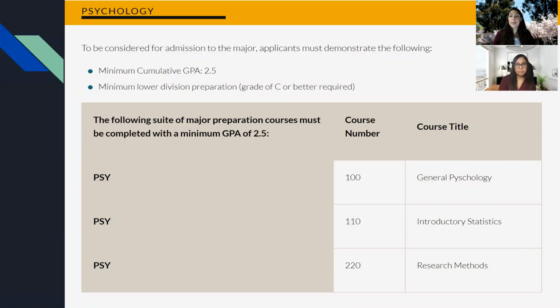So let's say, again, we're going to use psychology again. In order to gain admission for that major, which is psychology, the minimum GPA is 2.5.